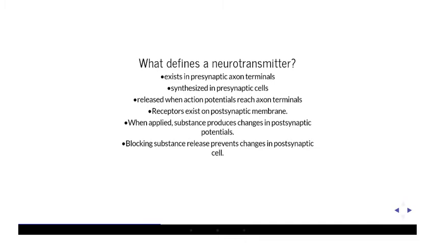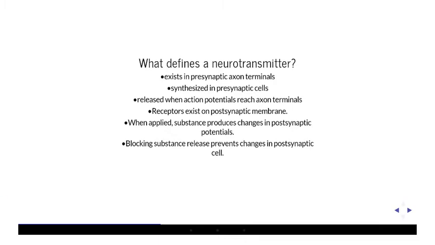So we've been talking a little bit about neurotransmitters, and next we're going to identify different classes of neurotransmitters. So it's important to understand what classifies as a neurotransmitter. The first thing is that it has to be existing in presynaptic axon terminals. So it has to be released from neurons, from the axon terminal, especially when an action potential reaches the axon terminal. It also has to be produced within that cell.